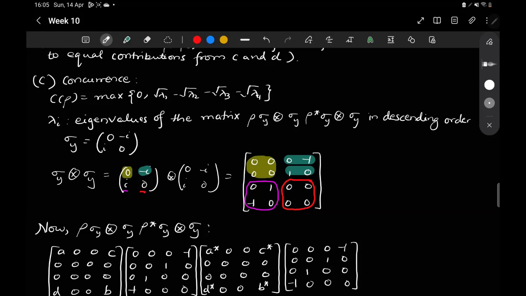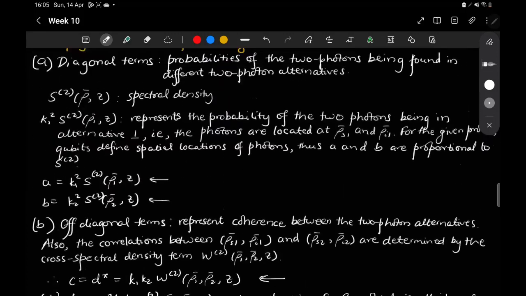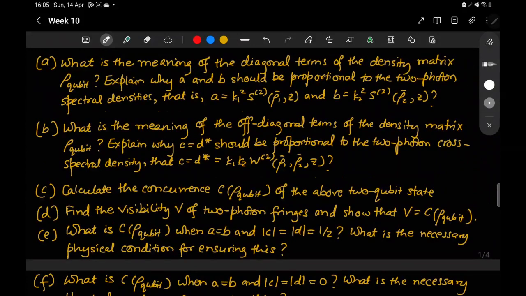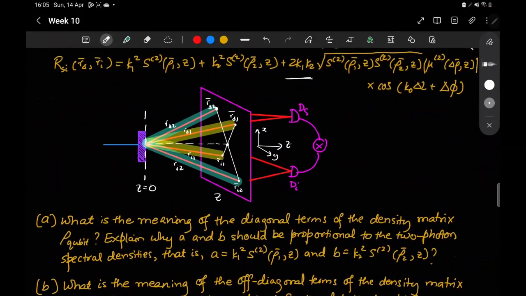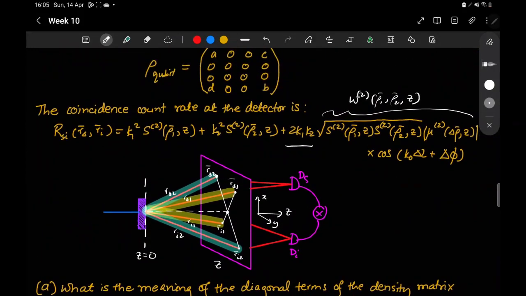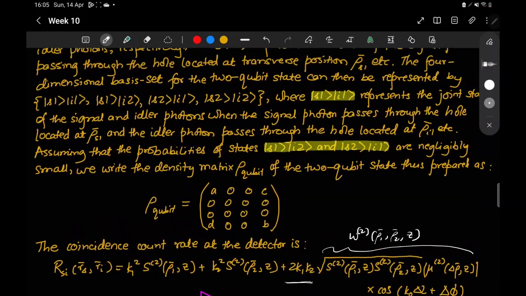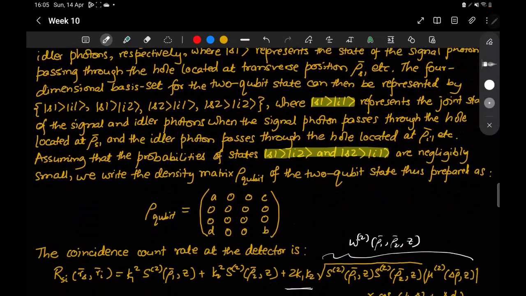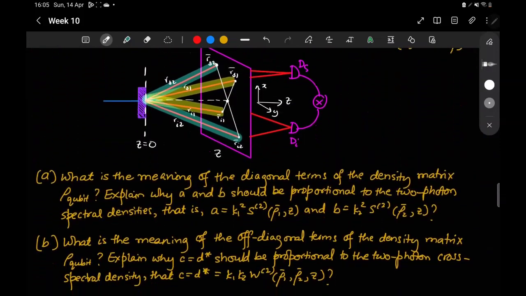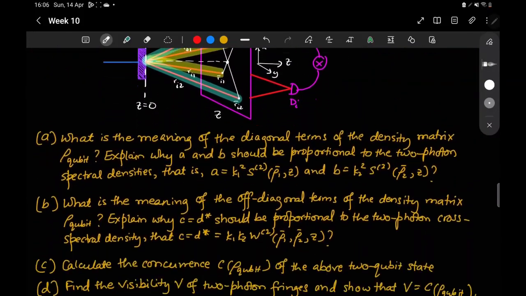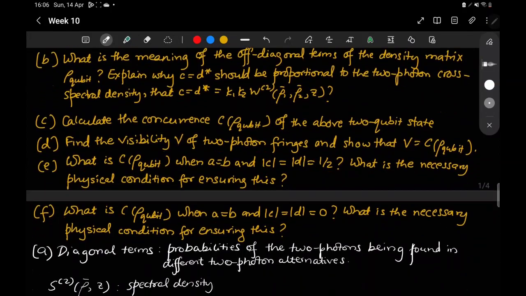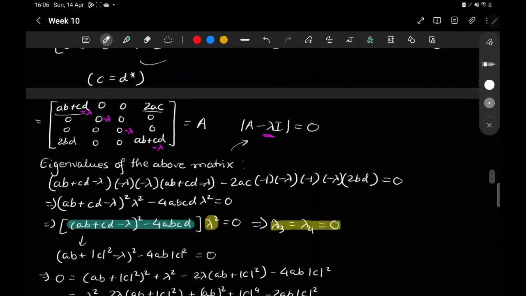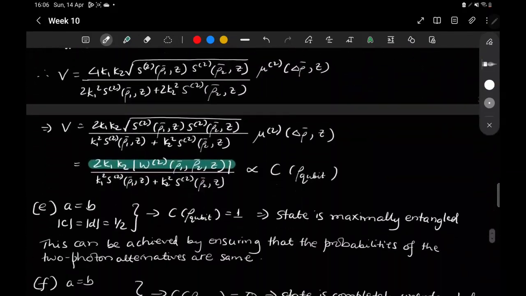Okay, so let me see if there are any questions in the chat box before proceeding. Seems like there are no questions. Okay, so we can proceed.